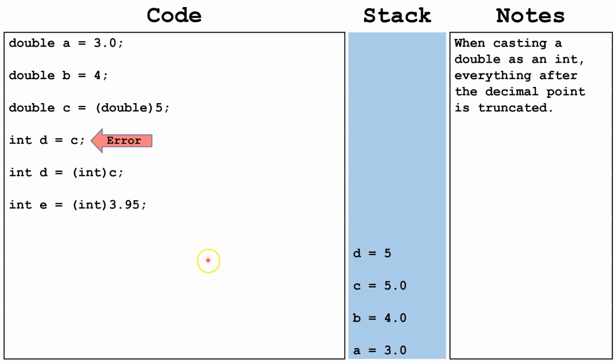Next, let's look at this example. We have int e, and we're casting 3.95 as an int. It's important to understand when we cast a double as an int, we lose the entire decimal portion of the number. So we don't round, we truncate after the decimal point. Therefore, e will be set equal to the int 3.